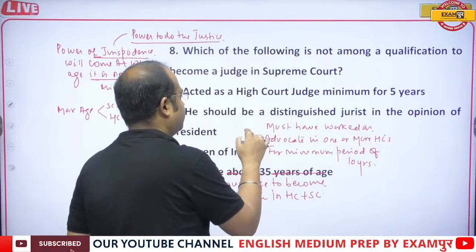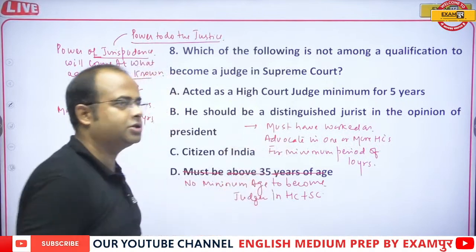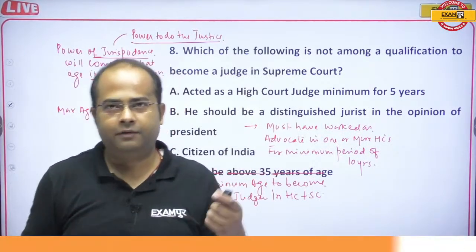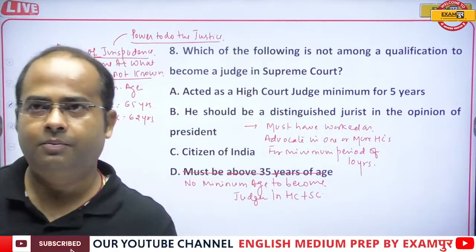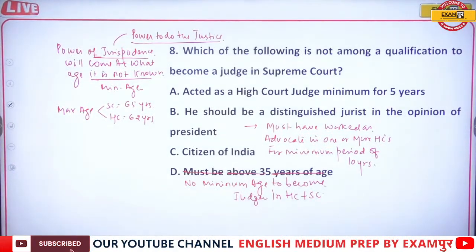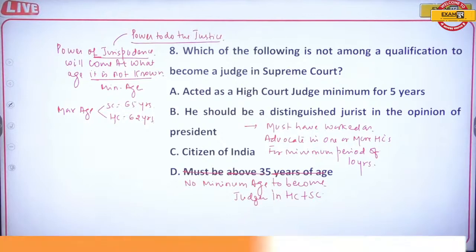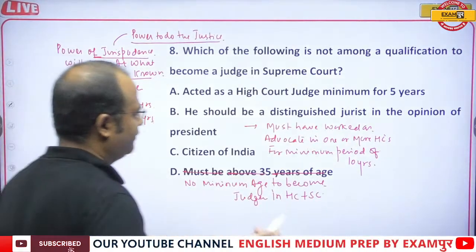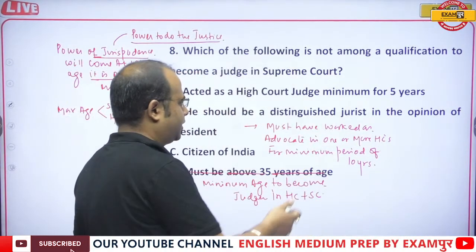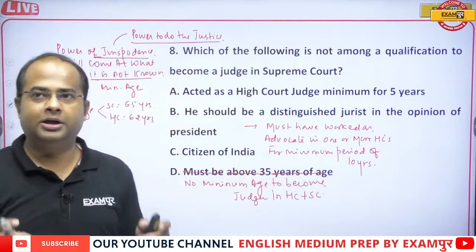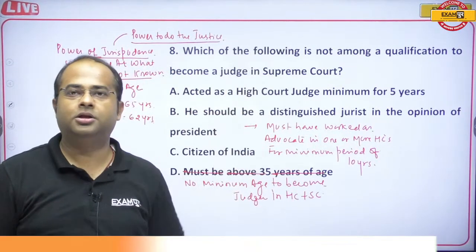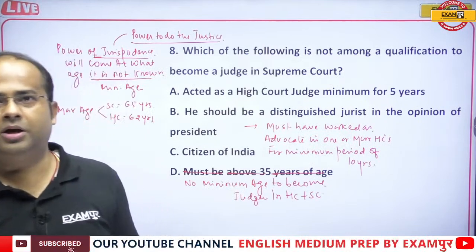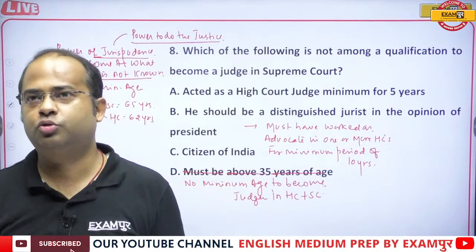For a minimum period of 10 years, this is one more qualification. If you are not a judge and if you are not a distinguished jurist in the eyes of the President, that will also work. So if you have worked as an advocate in one or more High Courts, or in fact in the Supreme Court also, for a minimum period of 10 years, then you are eligible to become a judge in the Supreme Court.